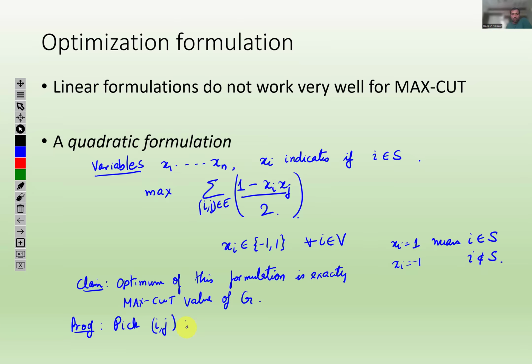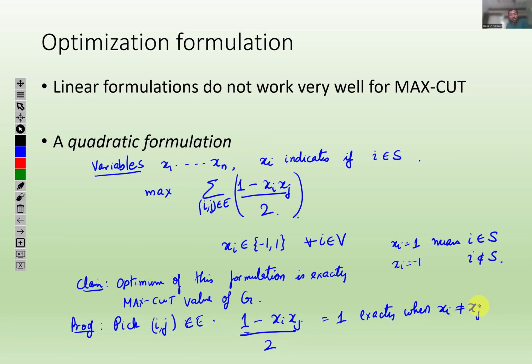Right. All I need to show is that for any feasible solution, x1 to xn to this problem, the objective exactly captures, for that feasible solution, the number of edges going across the cut. So if I pick ij, the term corresponding to this edge in the objective, (1 minus xi xj) by 2, is equal to 1 exactly when xi is not equal to xj, right?